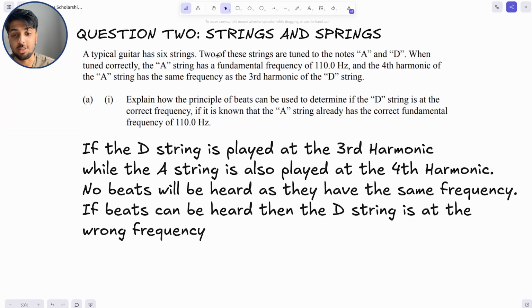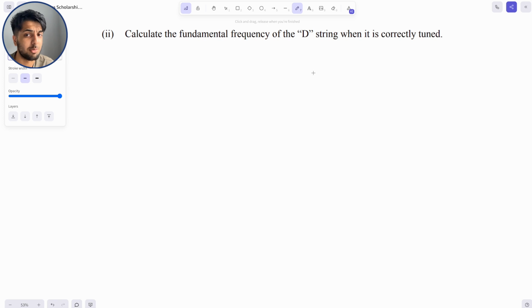So if the D string is played at the 3rd harmonic while the A string is played at the 4th harmonic, no beats will be heard as they are at the same frequency. But if beats can be heard, then the D string is at the wrong frequency and is not tuned correctly. So calculate the fundamental frequency of the D string when it is tuned correctly.